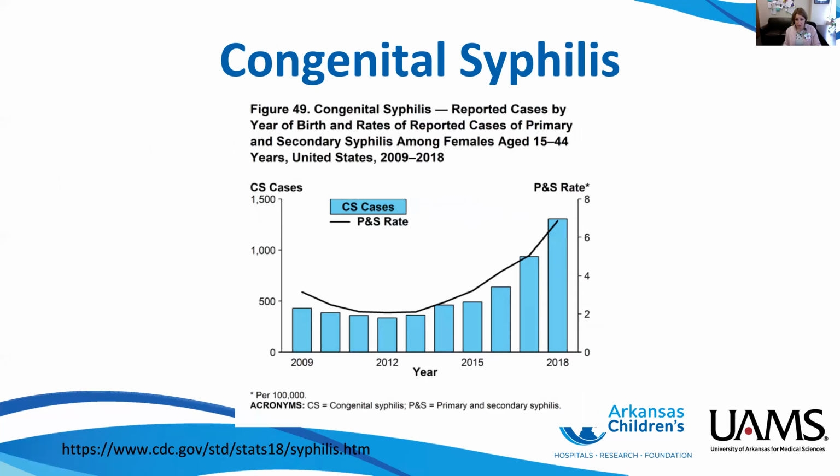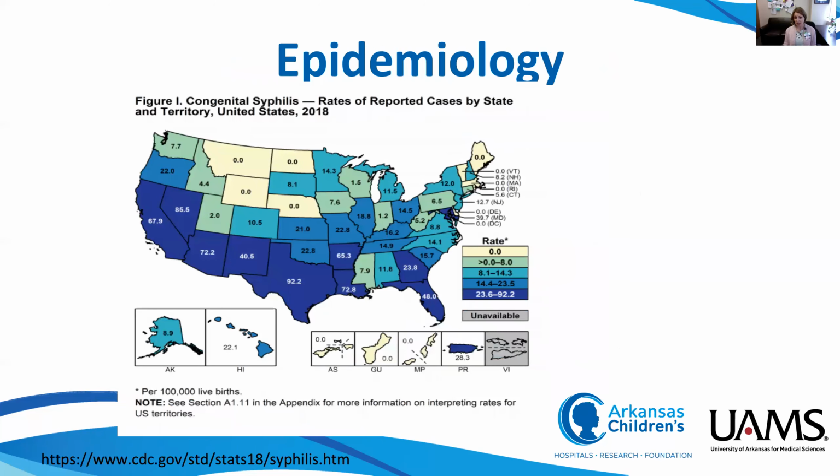So, congenital syphilis rates. This is rates of primary and secondary syphilis in the United States, and the blue bars are the congenital syphilis rates. Just as the primary and secondary syphilis rates are going up, so are the congenital syphilis rates. Arkansas is in the blue. We are number 6 in the United States as far as rates of congenital syphilis. Not a great statistic to be.